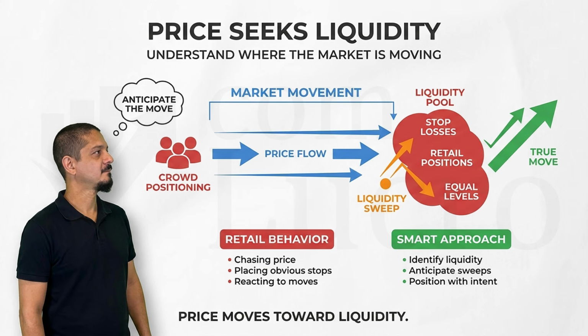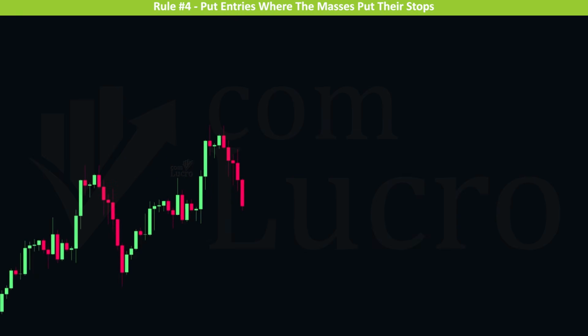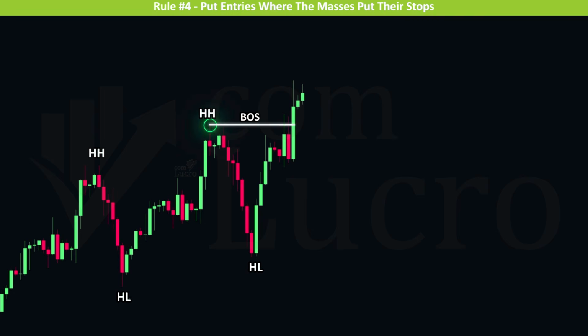Now that you understand these three principles, we can move into the structured framework. Rule number 4 is the break of structure. To begin with, this rule is very simple and easy to understand. The zone must be responsible for a clear break in market structure. Let us see how this plays out on a real chart. Imagine the market is in an uptrend, with price consistently forming higher highs and higher lows. Now, pay close attention. Price pushes higher and breaks above the previous swing high. This movement represents a clear break of structure and signals strong buying pressure in the market.